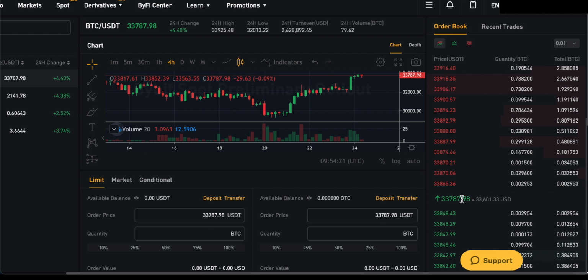So this is the current mid price for this currency pair. You also have some other pricing information right here that you may want to use. As we come down to the chart, this is a chart provided by TradingView, so that's good. Most top crypto exchanges will use TradingView charts. You have some different drawings and some indicators right here.